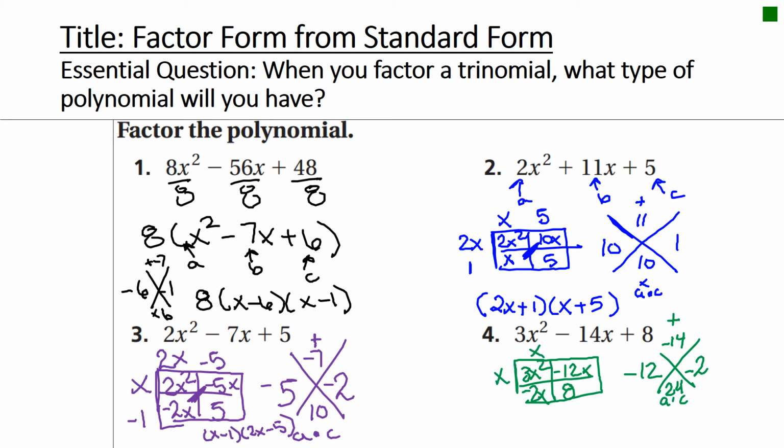X times x is the only way that we get x squared. One of these has to say 3. One of the x's has to say 3. I'm choosing this one. Why am I picking this one? Because the one right here has a negative 12x. So what times 3 is negative 12? 3 times negative 4 is negative 12. Good. And then I'm saying that this one right here has to be negative 2 because negative 2 times negative 4 is positive 8. And we did it. So the answer, the factored form, is 3x minus 2 times x minus 4.